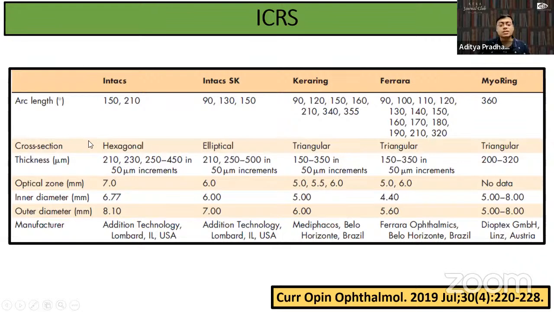The cross section of these rings varies. The last three are triangular and the Intacs is hexagonal. The Intacs SK is elliptical. As for the thickness, the more the thickness, the more the flattening effect you will get. The Intacs is available in 50 micron increments, also the Keraring and the Ferrara ring. In the Mayo ring, it's not very clear. The optical zone also varies. So you can customize the segment size depending on the flattening effect you want.